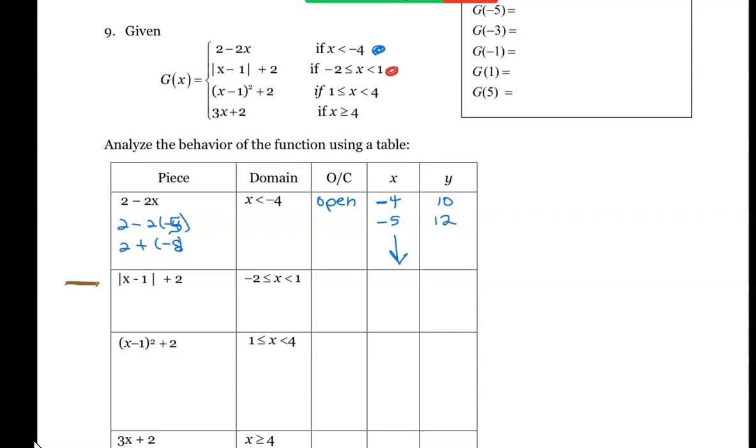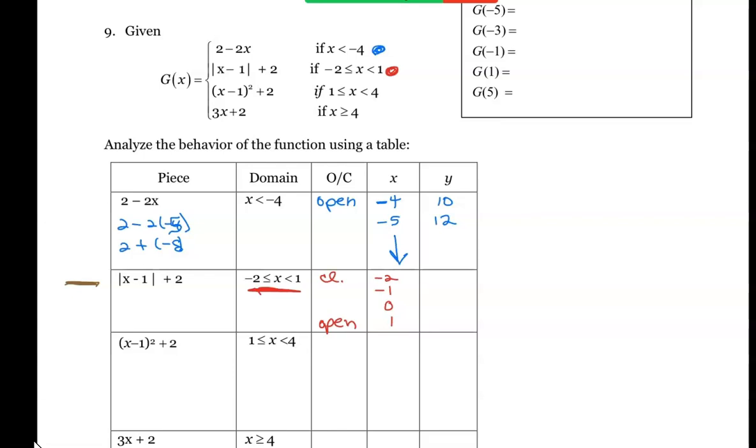Let's plot this one. What numbers will I use? All of these. Negative 2, negative 1, 0, and 1. This is closed because it says x is going to be less than or equal to negative 2. And the last one is going to be open. Notice I'm only marking the first one and the last one.